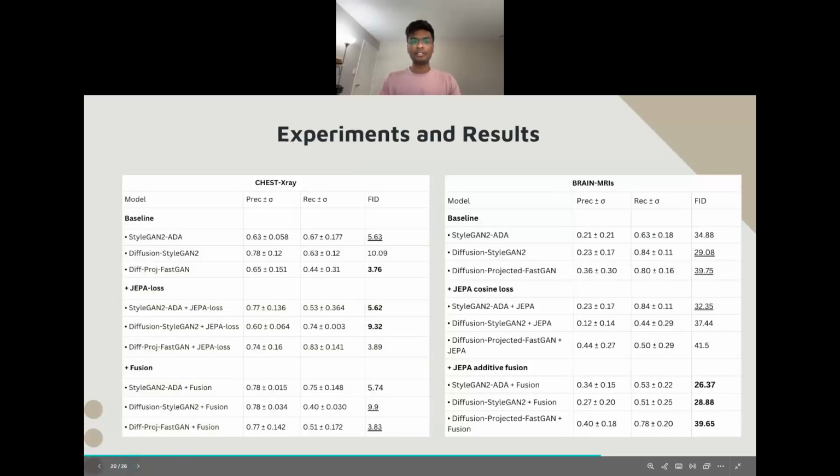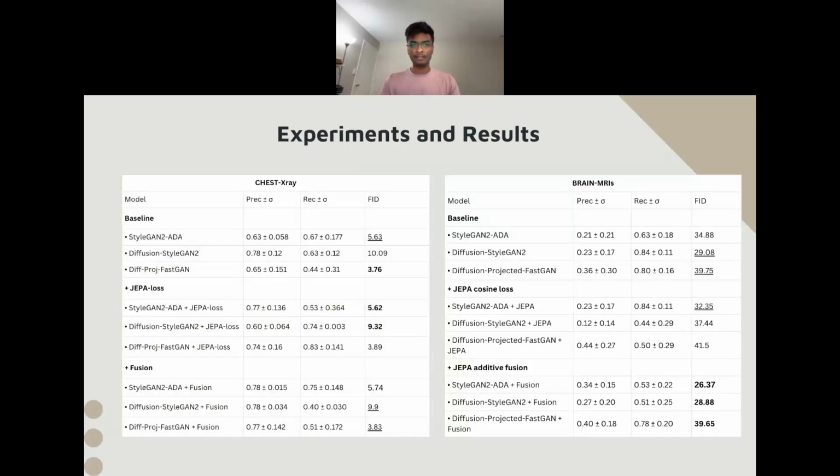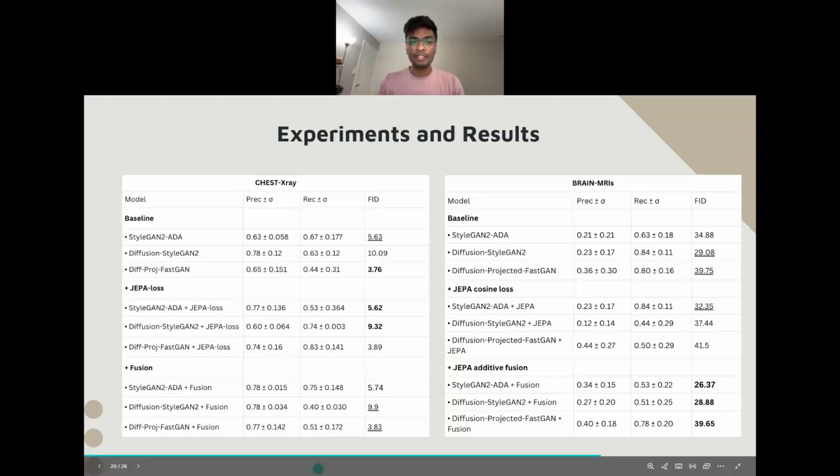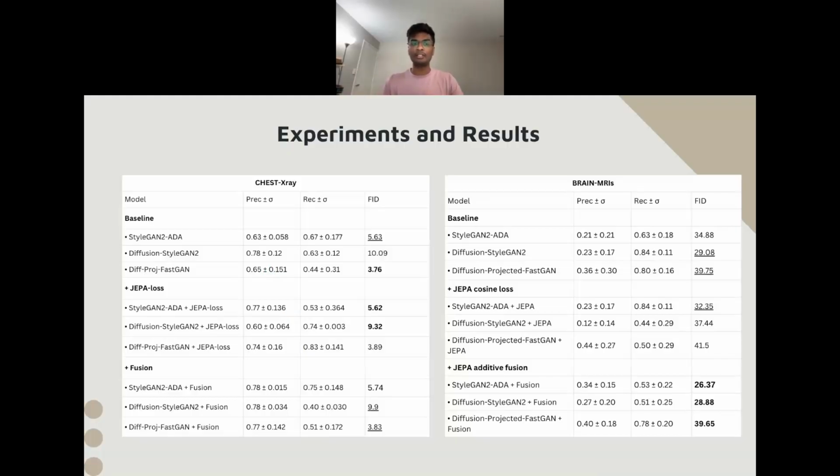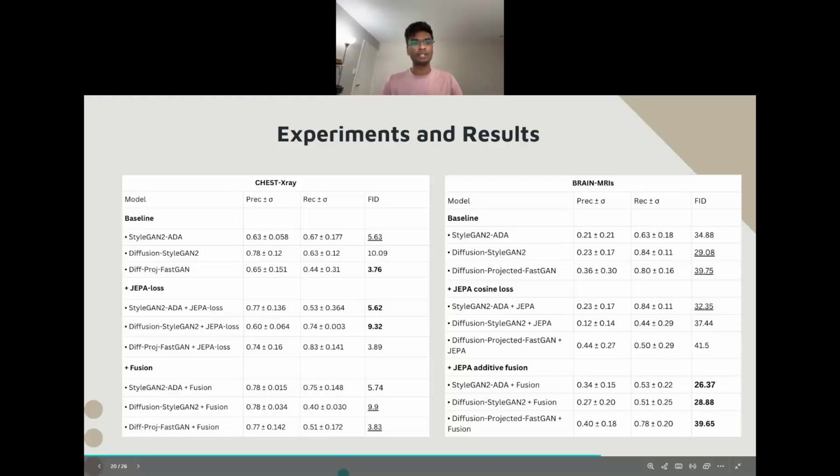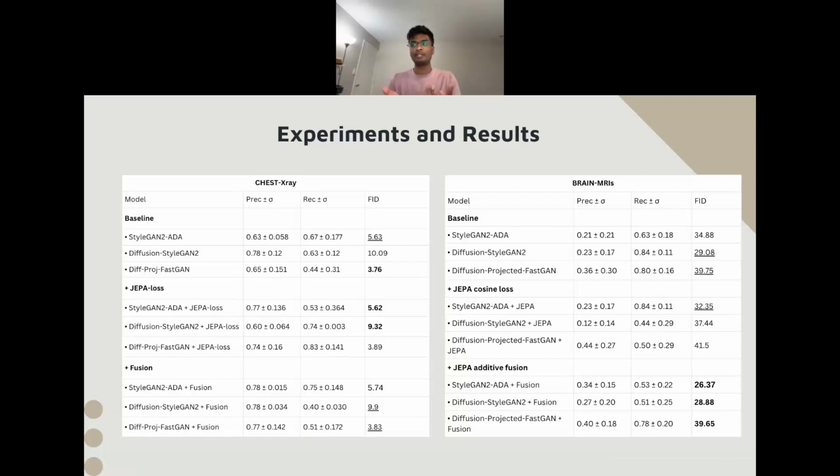Finally, coming to the results. We had two experiments. Experiment one uses only the cosine-based I-JEPA loss, and the second experiment is the fusion mechanism, where we use the I-JEPA loss as well as fusing the embeddings into the network itself.